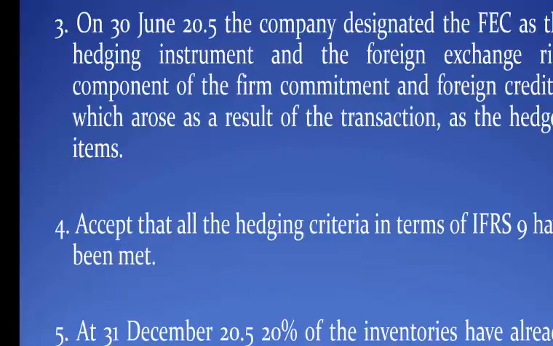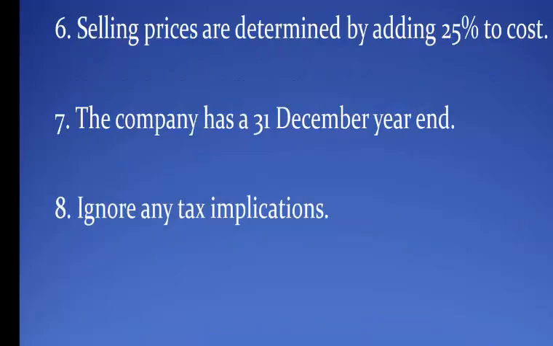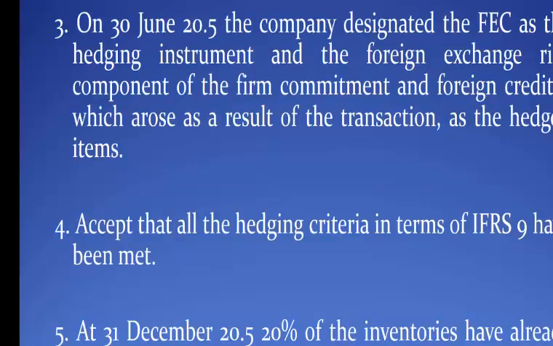There's your class example, your rates, and they say on 30 June 20.5 the company designated the FEC as a hedging instrument and the foreign exchange risk component of the firm commitment and the foreign creditor, which arose as a result of the transaction. And on the previous one you also saw that we have inventories that have been sold at a certain date and further date. I'm not going to go into that detail. Please remember to do those journals if that is asked in a question. So read your question carefully.